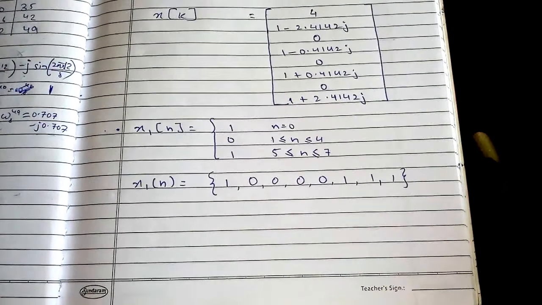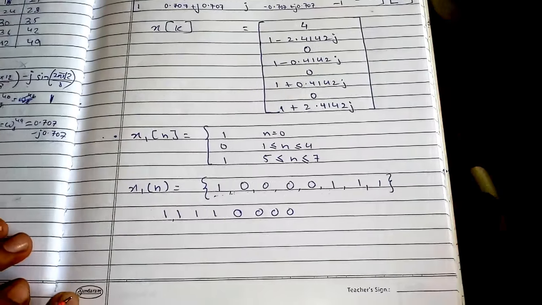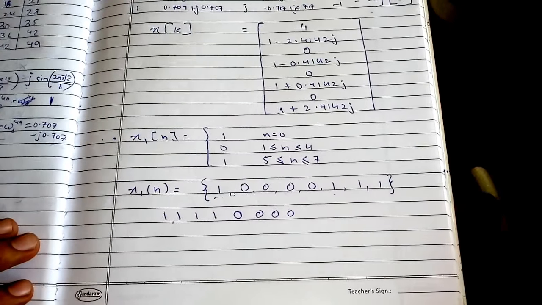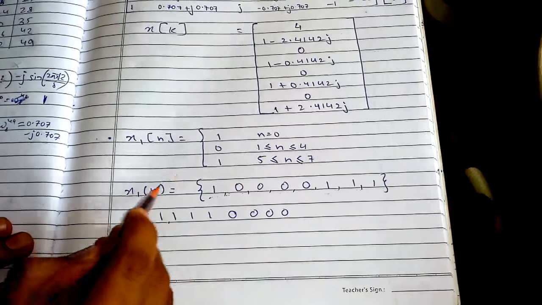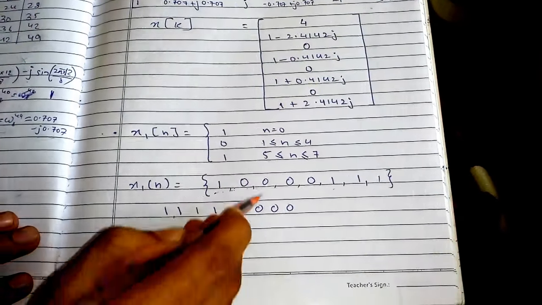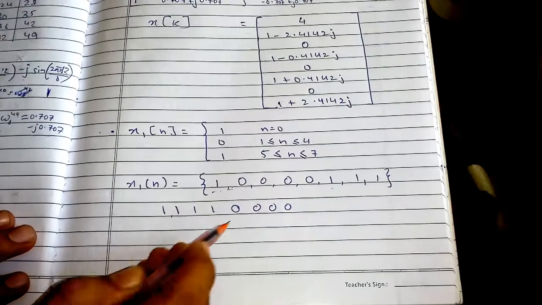But since it is mentioned that you have to use this X of k which you previously got, let me tell you one thing. You are given this x1 of n as 1 0 0 0 0 1 1 1, and my x of n was 1 1 1 1 0 0 0 0, right? What I can do, let's move things in anti-clockwise direction. Anti-clockwise means this direction, right? If you can see my movement, anti-clockwise is this direction.